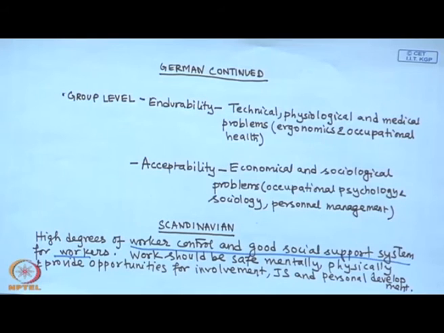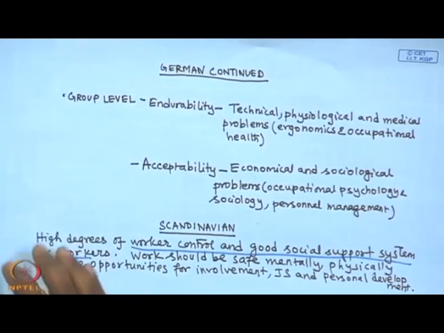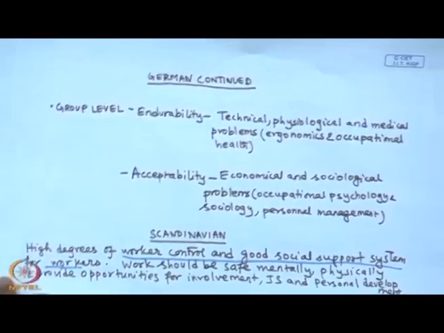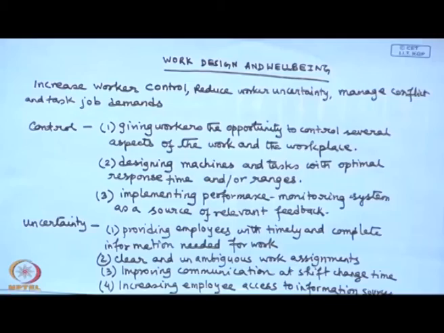Now, if that is the focus of your job design, then you will be designing your job in such a way that workers get more control, they have more say in the job that they are doing, and then you design accordingly, like how your job should look, and what level of control the employee is going to exert on the different tasks performed by the individual. So, these are important considerations for workers' control and social support regarding the work that you are doing. This may again come under the domain of work design and well-being.